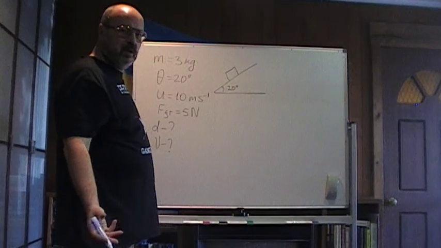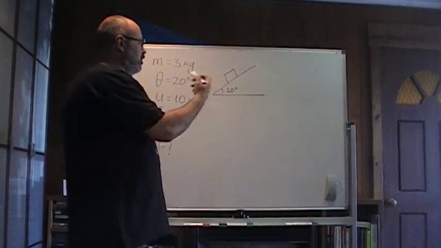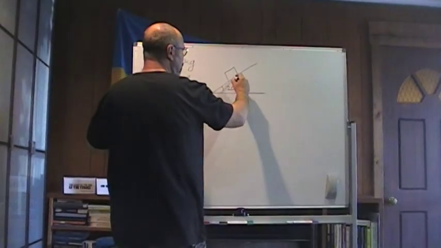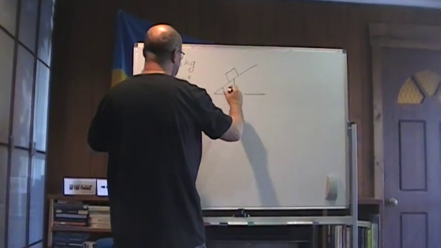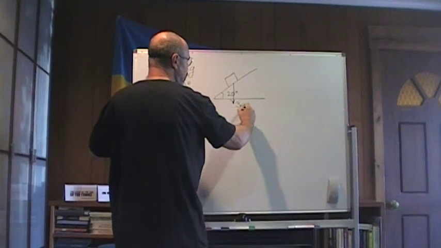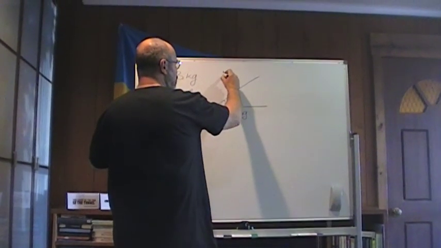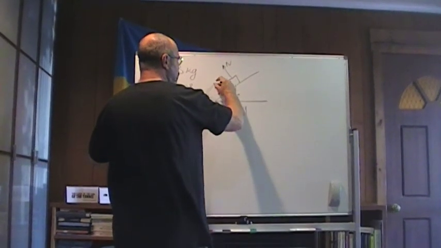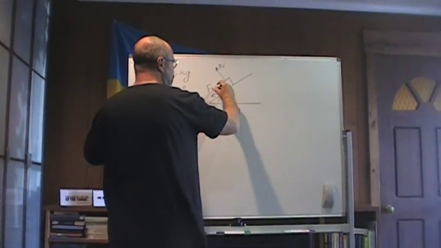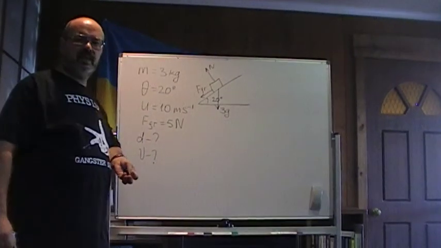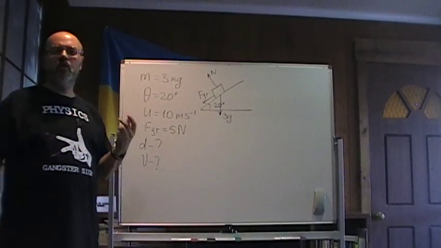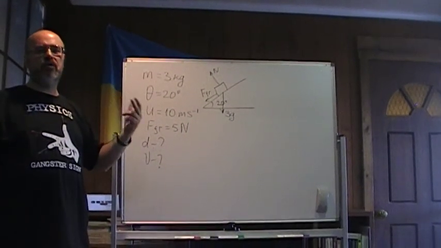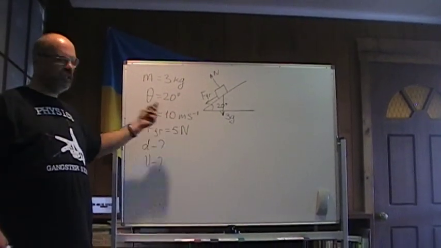Step number 2, label all forces acting. First consider when the body is moving up. We have gravity, 3g, we have the normal reaction, and we have the friction force acting down the inclined plane. In this case there is no force acting up the plane; the body is moving up due to inertia, because it was given an initial velocity.